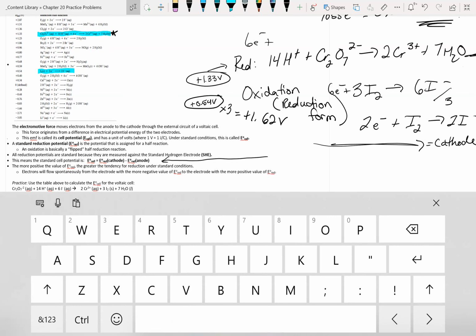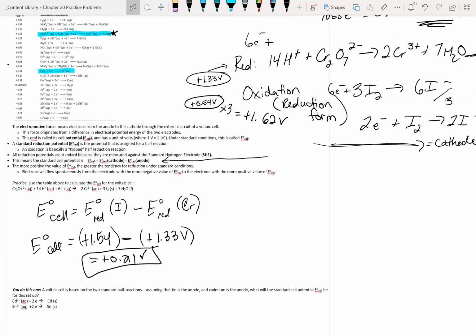Now, when that happens, what that value actually means is part of this section. It has to do with whether, if the value is positive, the reaction is spontaneous or not spontaneous.